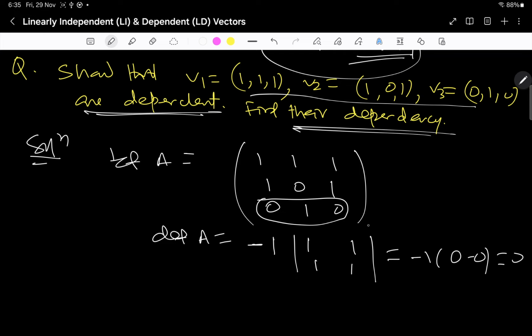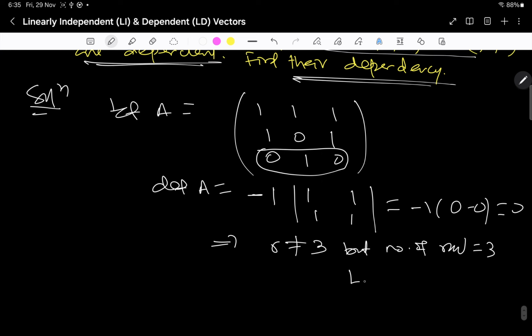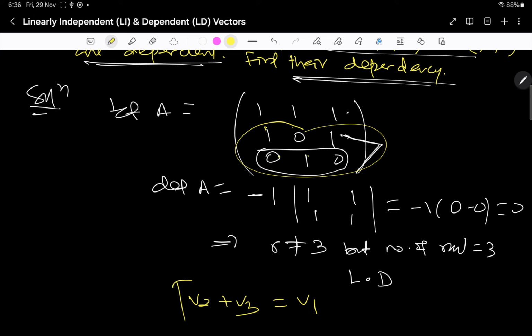Therefore it is dependent. The rank is not equal to 3, but the number of row vectors is equal to 3. So therefore this is dependent. Now what is the dependency you see here? If I add V2 plus V3, this row plus this row, it gives my V1. So this is the dependency.